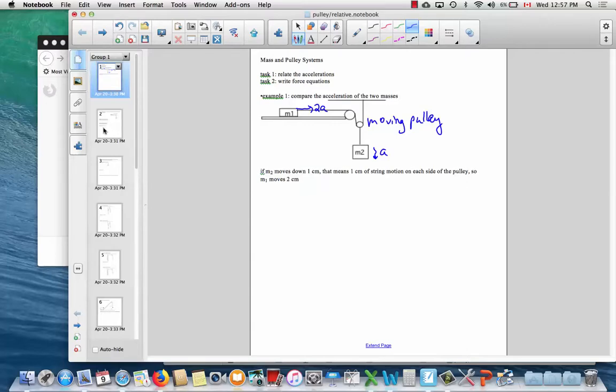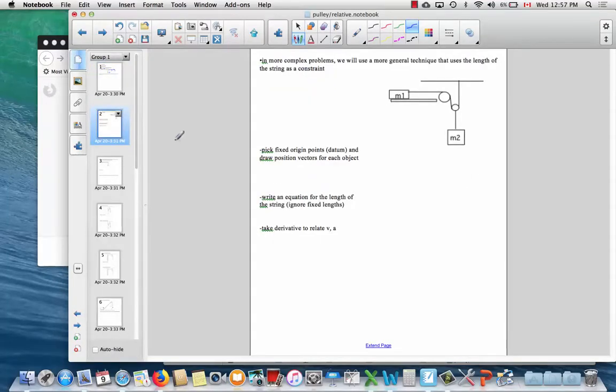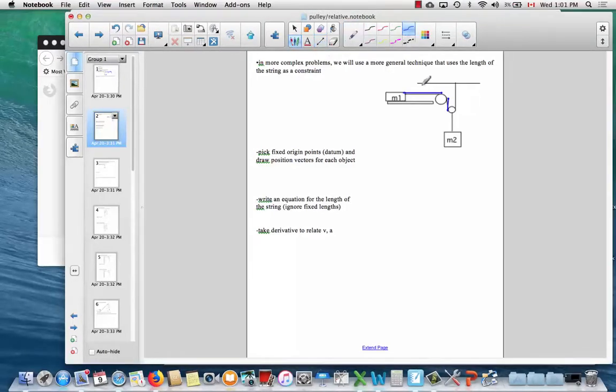Another way to approach that is to use constraint. And the constraint that will be used is the length of the string. So let's call this distance S1 measured from this fixed point here, and this distance S2 measured from this fixed point, because this pulley doesn't move. It's just this one that moves. So this is the distance S2.